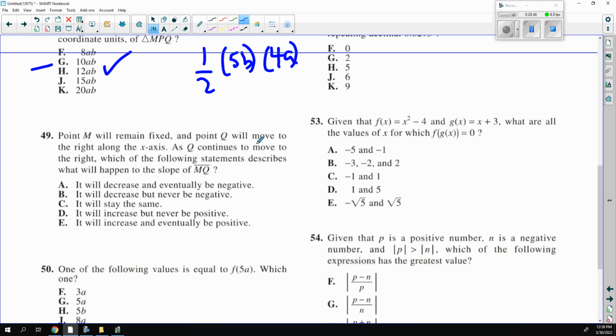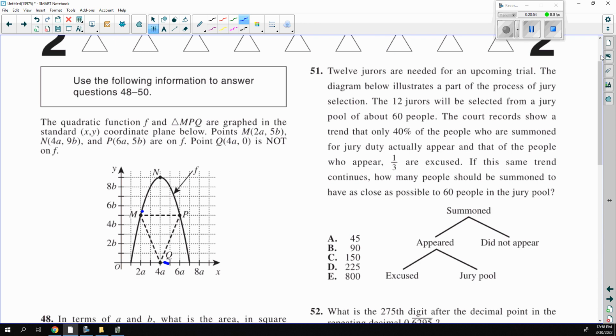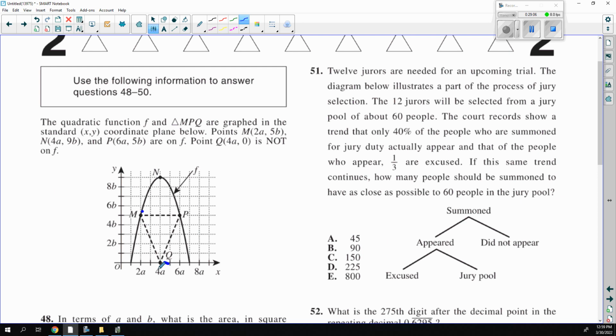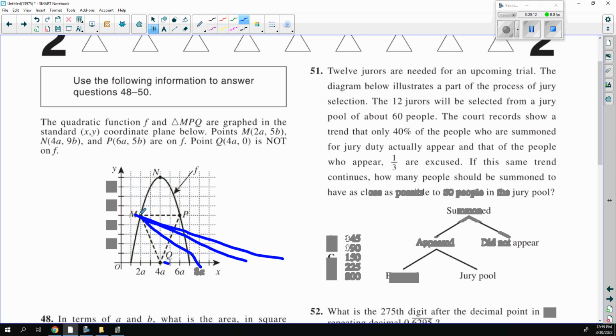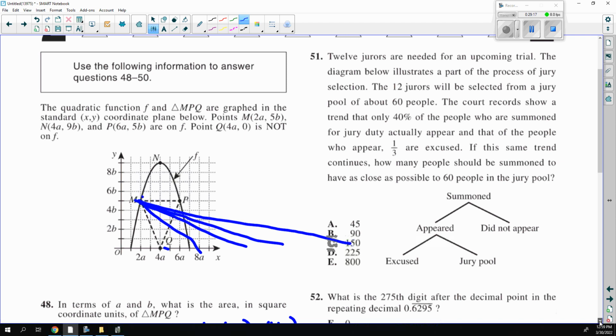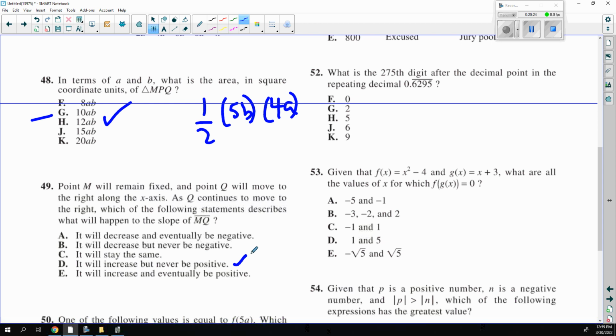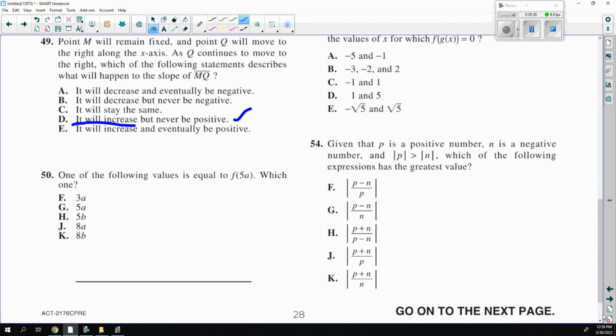M will remain fixed and Q will move along the axis. So M is fixed and Q goes along the axis. And the question is, what will happen to the slope? Well, the slope is negative. As Q slides this way, it's going to get more downward, but a higher negative, a higher number. So let's see what the choices are. That it's actually increasing because it's getting to be a lower negative.